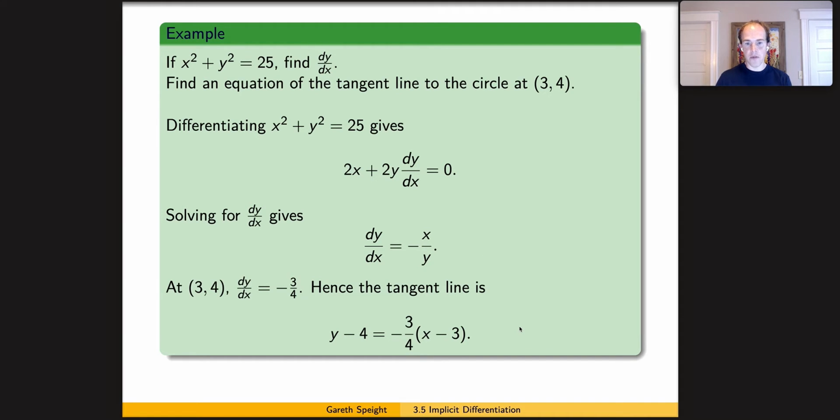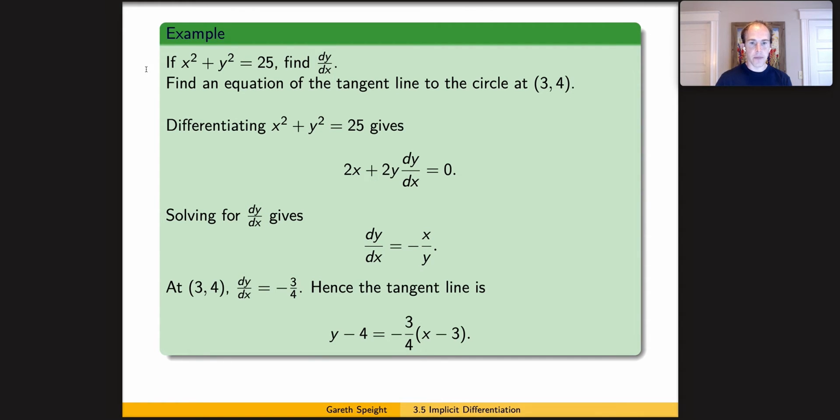Okay, so we use point slope form for the equation of the tangent line: y minus y1 equals m times (x minus x1). So we get y minus 4 equals minus 3/4 times (x minus 3). Okay, so just to say it again, we had an equation. We're trying to find dy/dx. If it's hard to solve for y in terms of x explicitly, which is going to be true in a lot of cases. Here we could have done it, but in a lot of examples you can't do it at all.